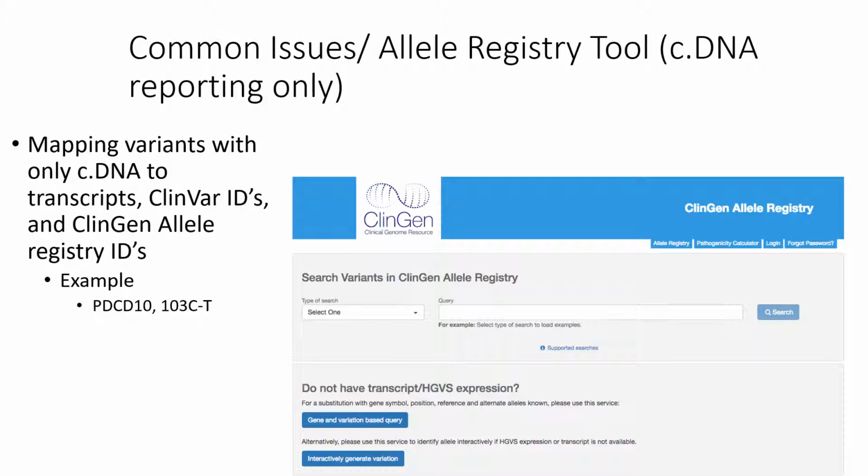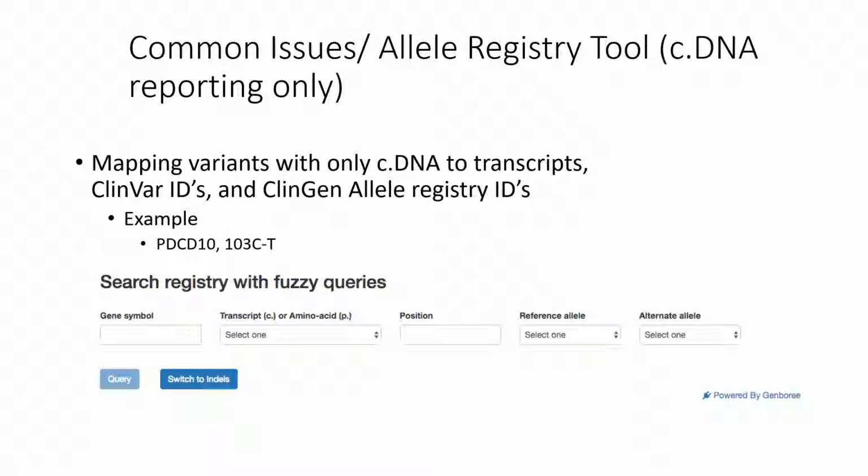So if we go to the Allele Registry and we click on Gene and Variation-Based Query, it will bring us to this page that allows us to search the registry using what we call the fuzzy query tool.